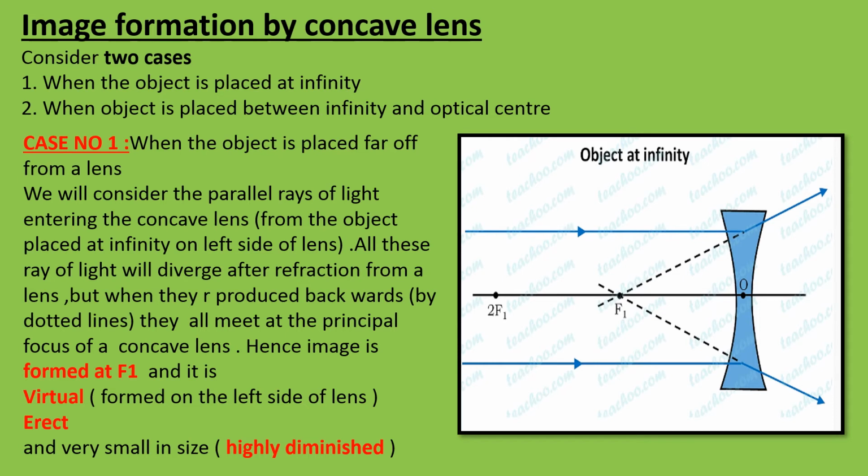The image is highly diminished. It is an erect and virtual image. This image is called a virtual image because it is formed on the same side as that of the object, and the rays of light after refraction are not actually passing through the plane through which the image is formed.